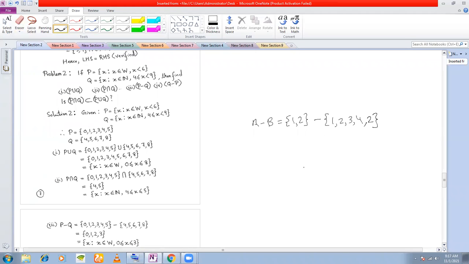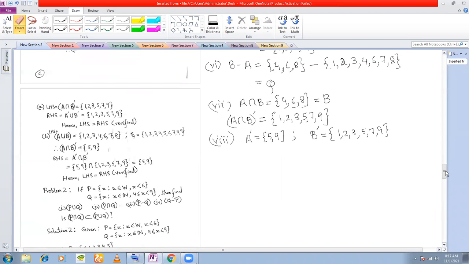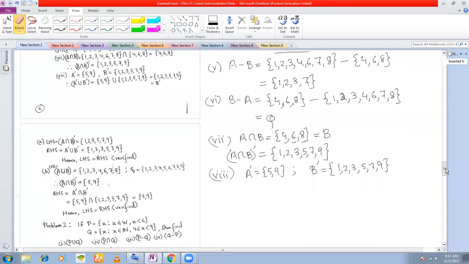Sir, when we find this, will we remove both the 2's in B, or will we remove only 1, 2? Only 1, 2. Okay, so from A you are removing 1, 2, so you're getting a null set as it is. Okay. Clear, sir, with this?